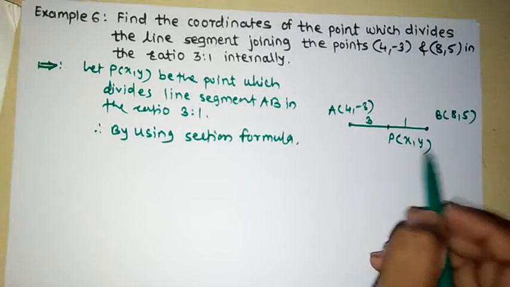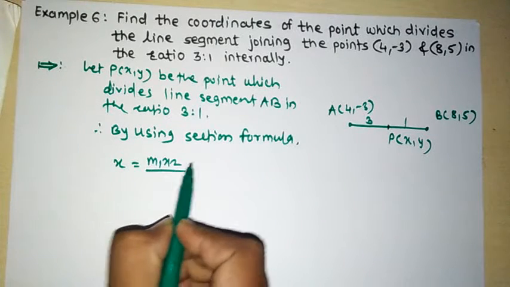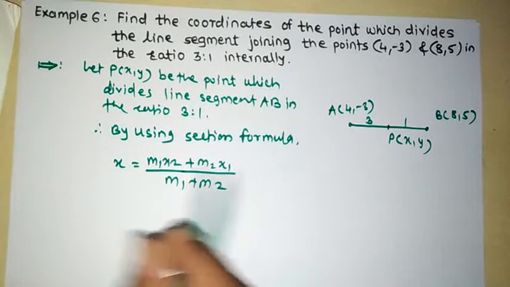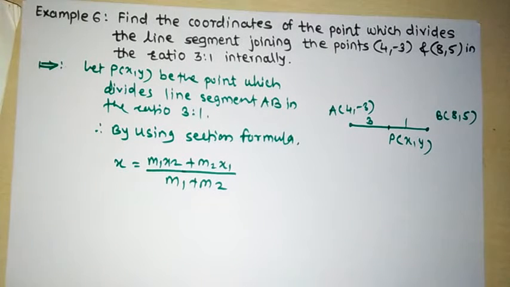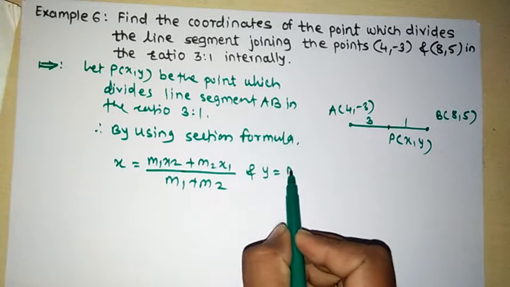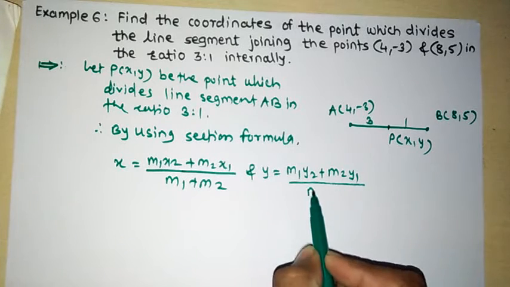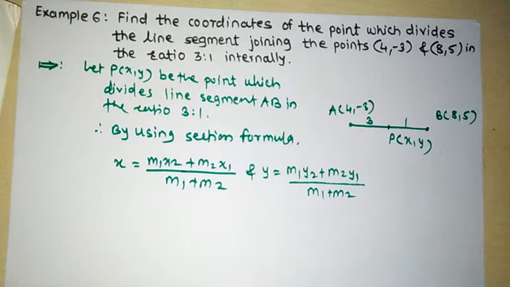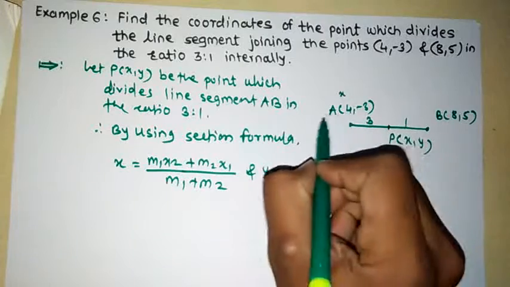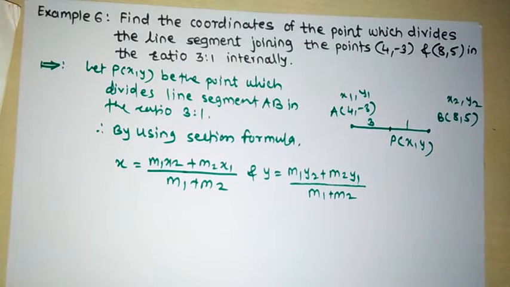We know that the x coordinate of a point P, according to our section formula, is given by m1 into x2 plus m2 into x1 divided by m1 plus m2. Also we know the section formula to find the y coordinate. The y coordinate is equal to m1 into y2 plus m2 into y1 divided by m1 plus m2. Now we have to put all the values. Before that, we assume the coordinates of point A as x1, y1 and the coordinates of point B as x2, y2.